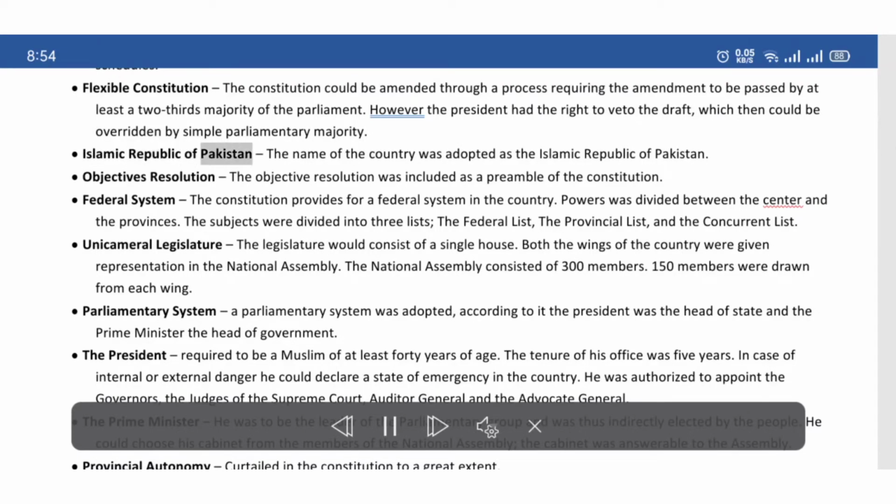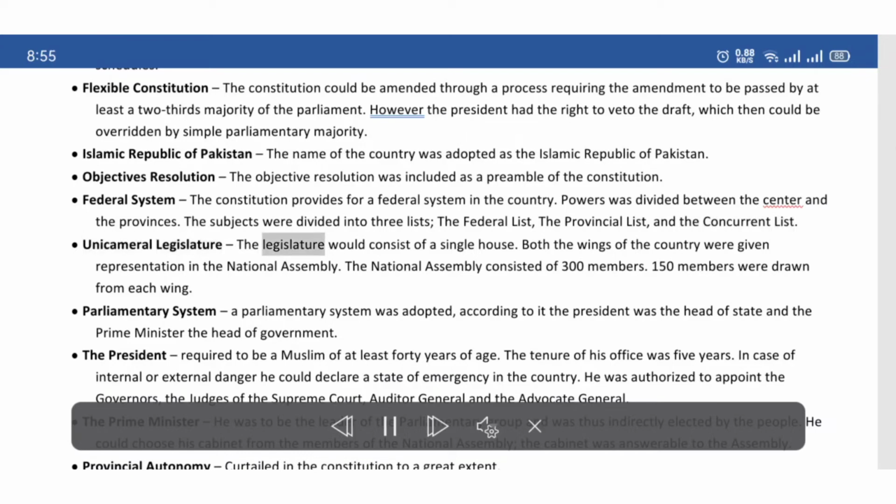Islamic Republic of Pakistan. The name of the country was adopted as the Islamic Republic of Pakistan. Objectives Resolution. The Objectives Resolution was included as a preamble of the Constitution. Federal System. The Constitution provides for a federal system in the country. Powers were divided between the centre and the provinces. The subjects were divided into 3 lists, the federal list, the provincial list, and the concurrent list.